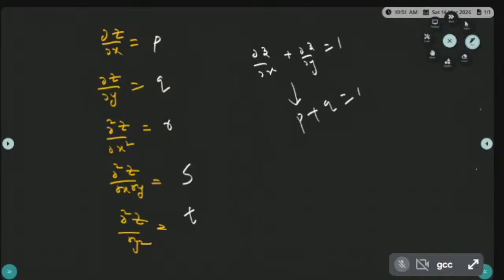Not d square, dou, very clear. There is a lot of difference between d and dou. D is ordinary, we use dou for partial. Please be aware of this difference. Okay.